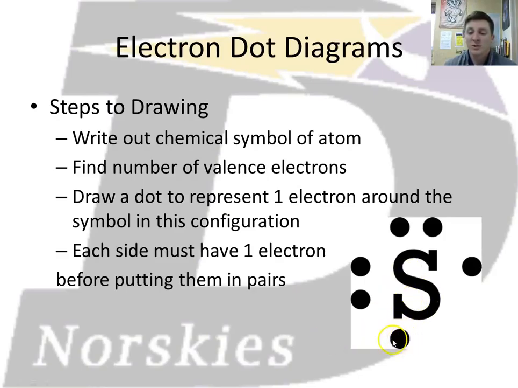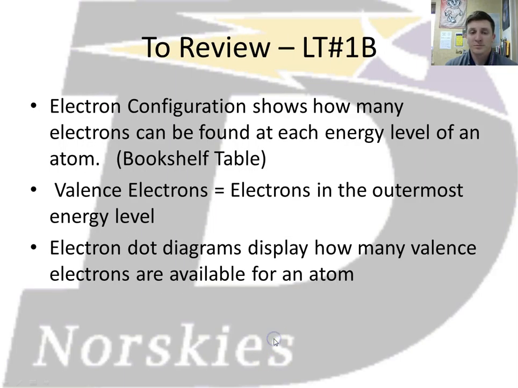Each side must have 1 electron before putting them into pairs. So what you tend to do when you draw these is start on one side. So for sulfur, I'll start on the bottom here. I'll go to the next side, to the right, 1. Then I go to the next one, and then the next one. Each side must at least have 1 before you can fill in the pairs. So if we had an element like carbon with 4, we're going to have 4 dots on the outside, not 2 on one side and 2 on the other, because we want to have all sides filled in this model to represent the valence electrons. You will get plenty of practice drawing these out in class as well.